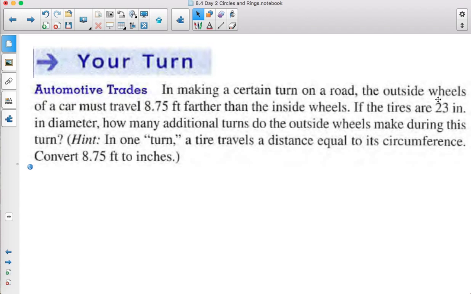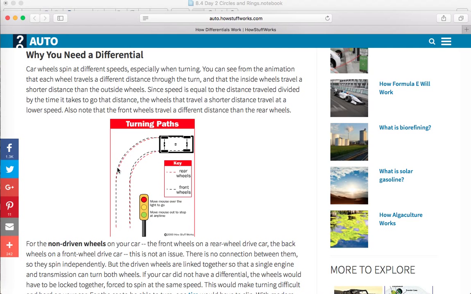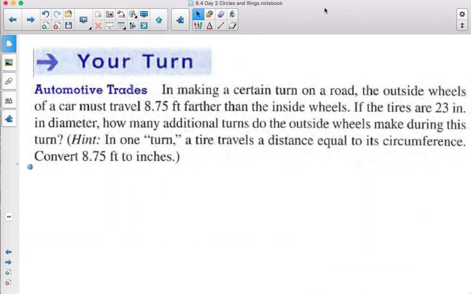So let's say the outside wheels in that turn we just saw, let's say the path difference between this outside path and the inside path happened to be 8.7 feet farther than the inside wheels had to travel. If the tires themselves are 23 inches in diameter, how many extra turns do the outside wheels have to make during that turn? And the hint is, in one turn, a tire travels a distance equal to its circumference.